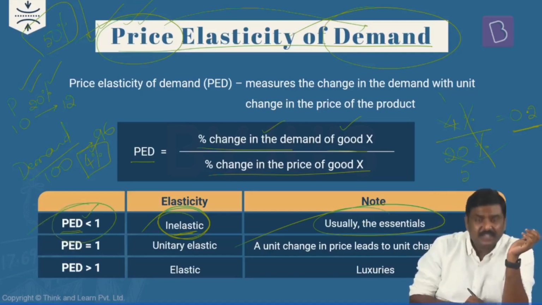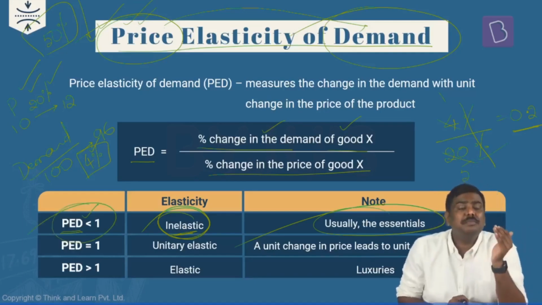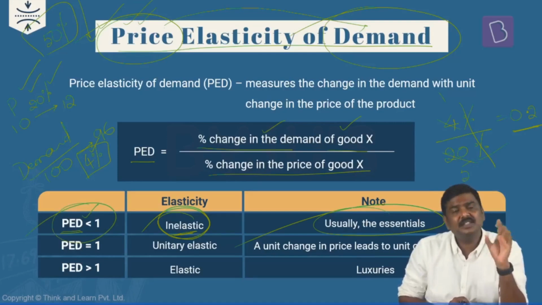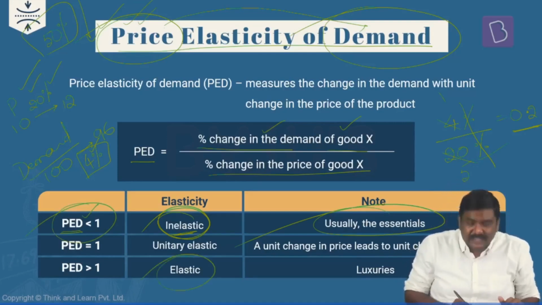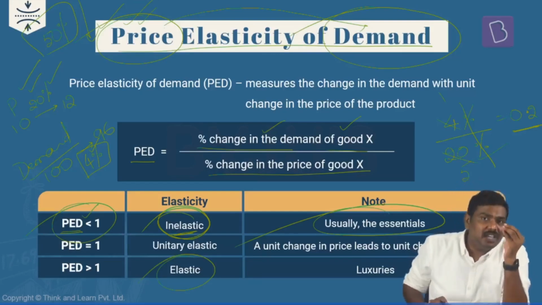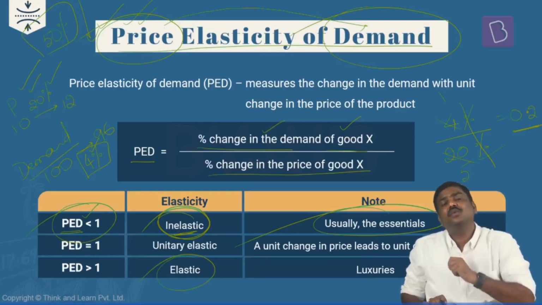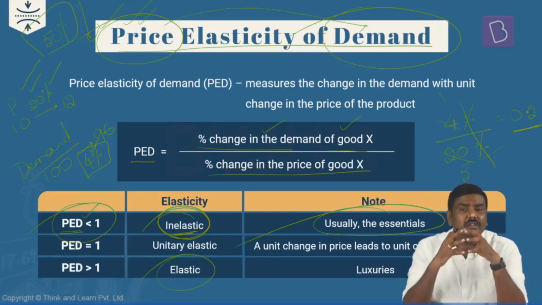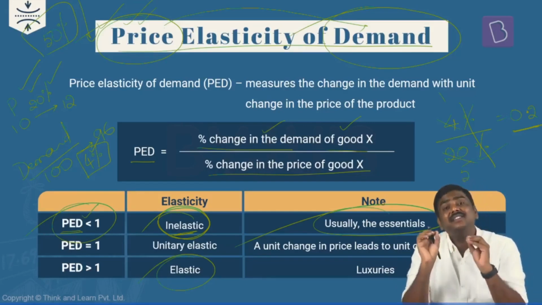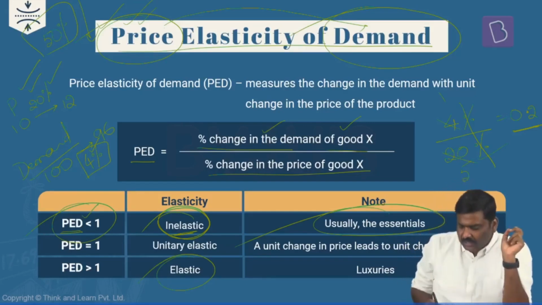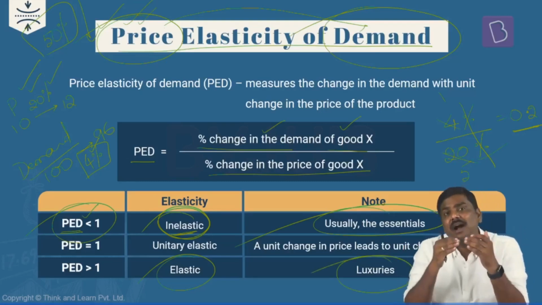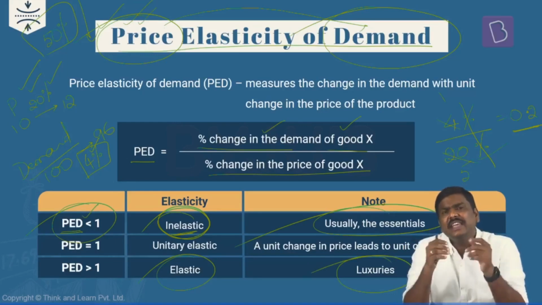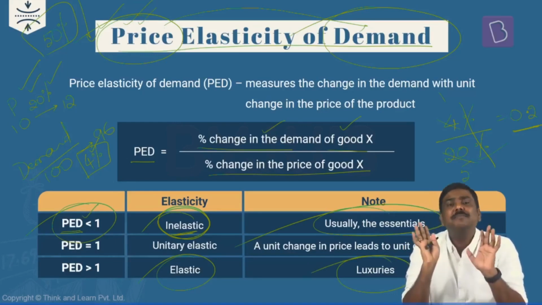That is the reason we'll generally say that PED, price elasticity of demand, is less than 1. What about PED greater than 1? Whenever PED is greater than 1, generally we'll refer to these particular products as elastic goods. That is, the luxurious products, the demand for them is affected even if there is a slight variation in the prices.